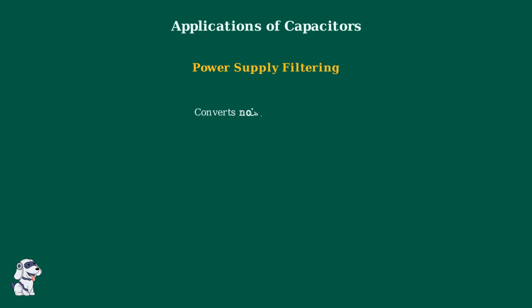Power supply filtering is another crucial application. Capacitors smooth out voltage fluctuations in power supplies, converting rough alternating current into stable direct current. This filtering removes noise and provides clean power to electronic circuits.